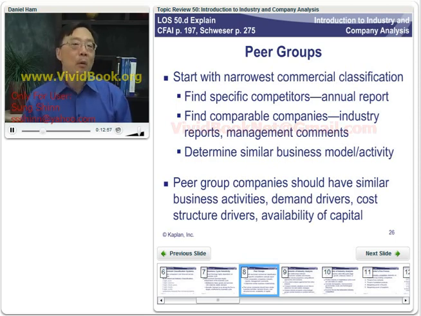And it's very important to understand peer groups, especially if you're going to value private companies in equity valuation. A lot of times you're not going to have information on private companies. So a lot of times you're going to take the peer group information and use it as a proxy to value private firms.